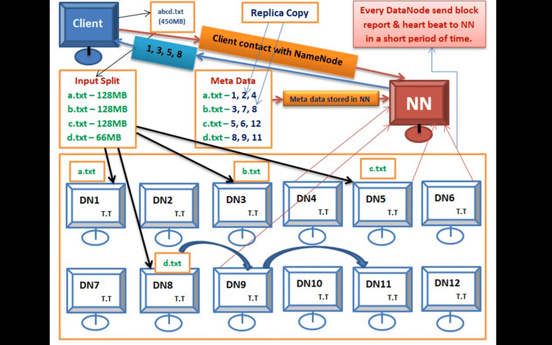For the NameNode we use very high configuration and highly reliable hardware. For the NameNode we do not use cheap hardware. For the DataNode we use cheap hardware, but for the NameNode we use highly reliable hardware, because if the NameNode fails, then we cannot access any data from HDFS. That is also known as a single point of failure. So be clear that for the NameNode we always use a highly reliable configured system and hard drive.